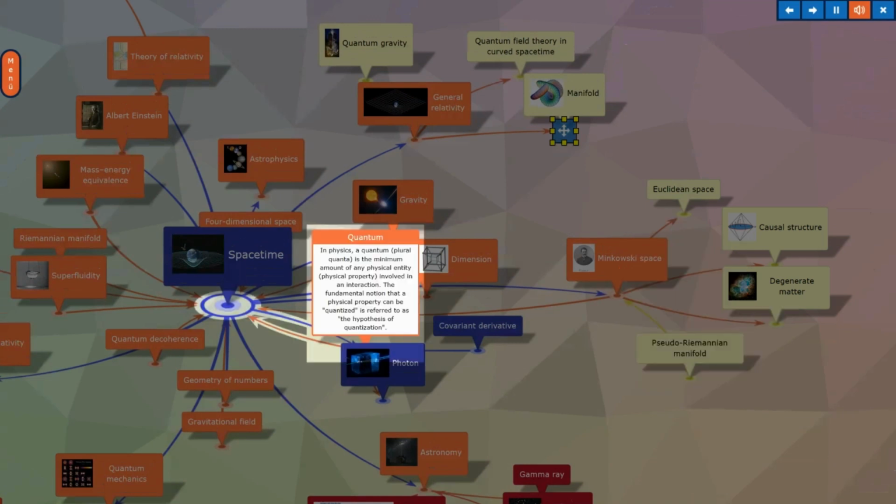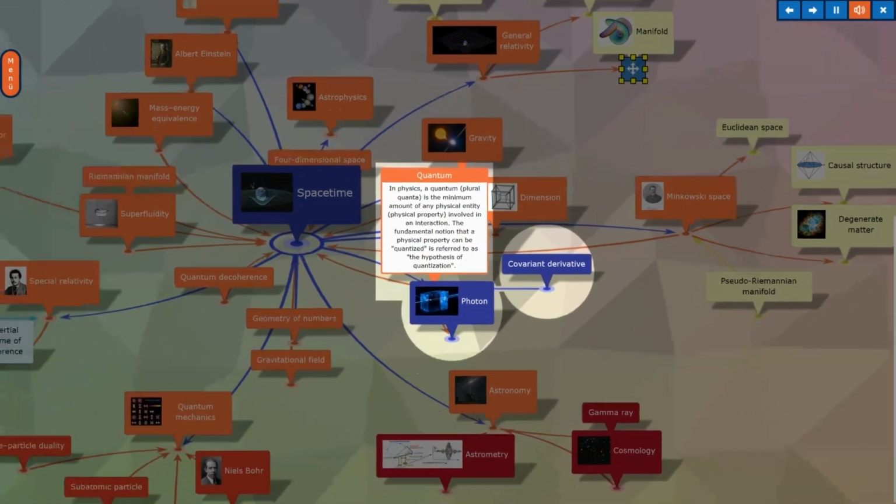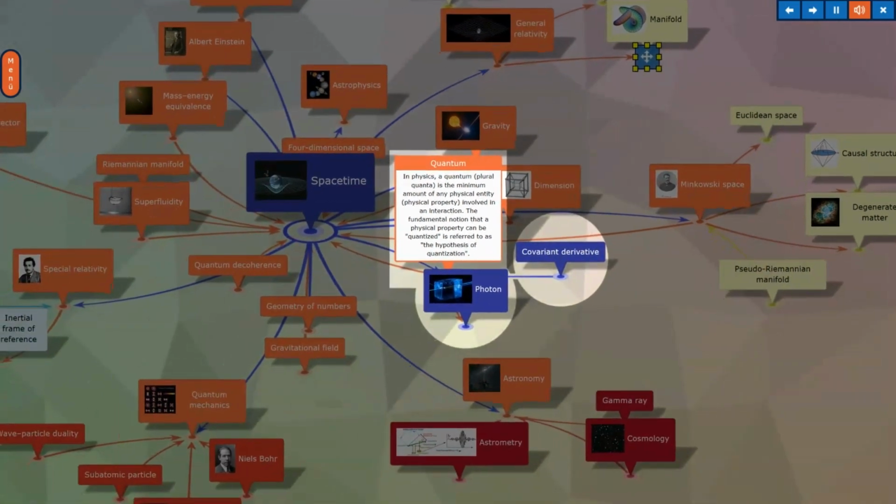Quantum. In physics, a quantum, plural quanta, is the minimum amount of any physical entity, physical property, involved in an interaction. The fundamental notion that a physical property can be quantized is referred to as the hypothesis of quantization. The topic quantum in overview.